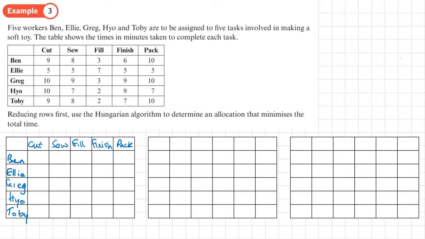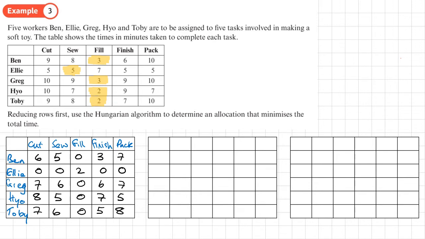So first row is going to be 3, second row 5, any of the 5s, then 3, then 2, then 2. So top row, let's take away 3 from all of those, so 6, 5, 0, 3, 7. Second row, let's take away 5, so 0, 0, 2, 0, 0. Third row, we'll take away 3, so 7, 6, 0, 6, 7. Next row, take away 2. And the bottom row, we take away 2, so 7, 6, 0, 5, 8.